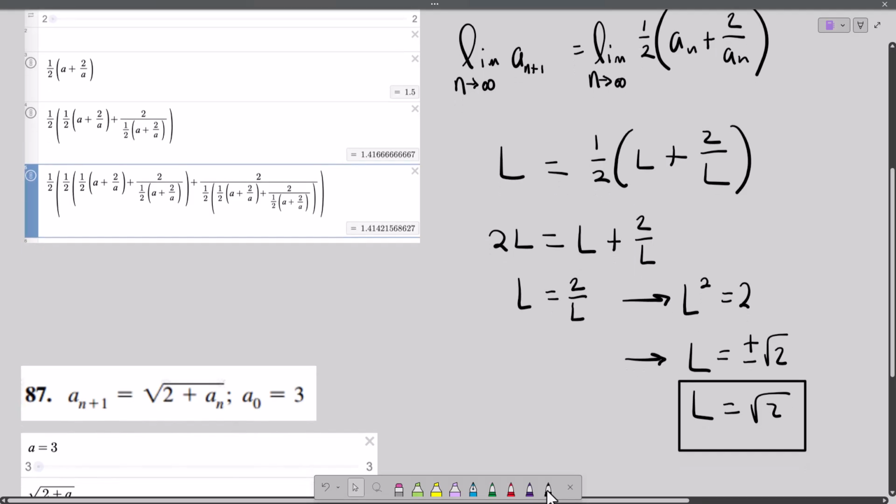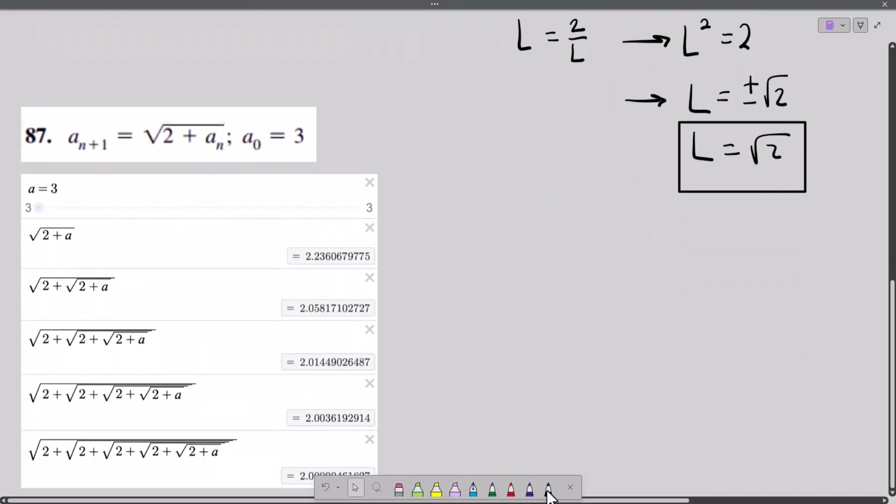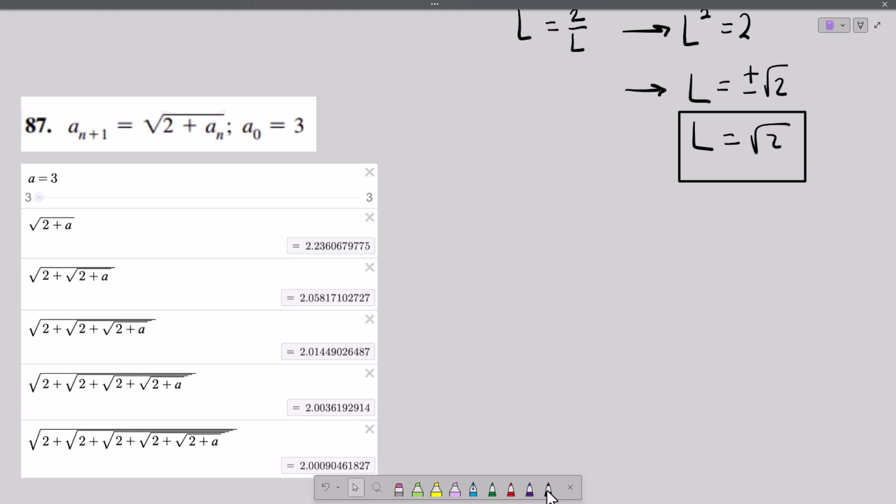So let's take a look at another one of these. Here's another sequence. We're starting at 3. Everything is positive, so we know for sure that it's bounded below by 0. If we start looking at the values, we plug in the 3, and we get the square root of 5, which is 2.2 and change.